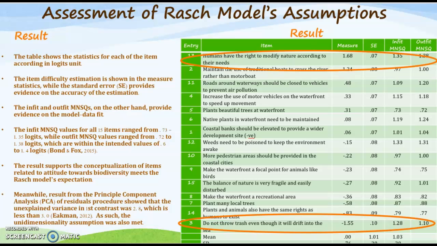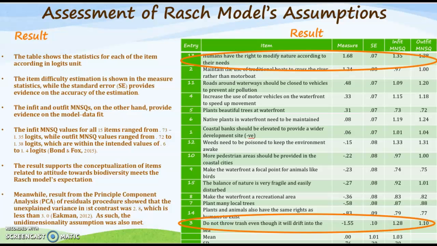So the results support the conceptualization that the items related to attitude towards biodiversity meet the Rasch model expectation based on the values. Meanwhile, results from the principal component analysis, PCA, of residuals showed that the unexplained variance in the first contrast was 2.8, which is less than 3.0 according to Eckman 2012. As such, the unidimensionality assumption was also met.